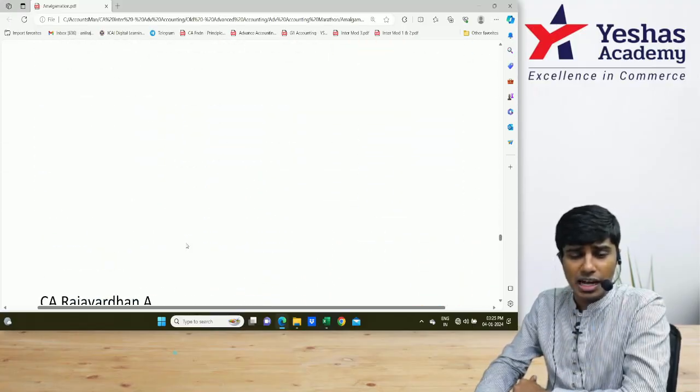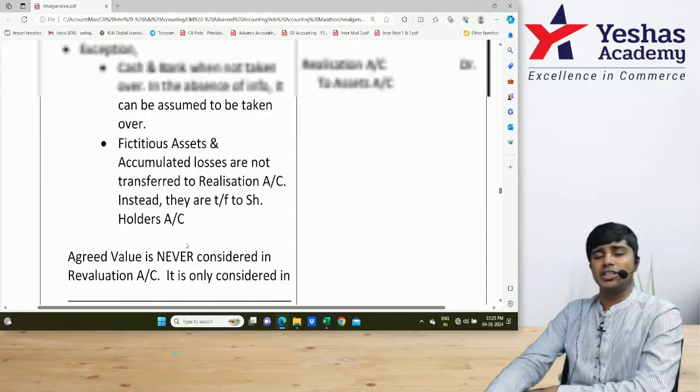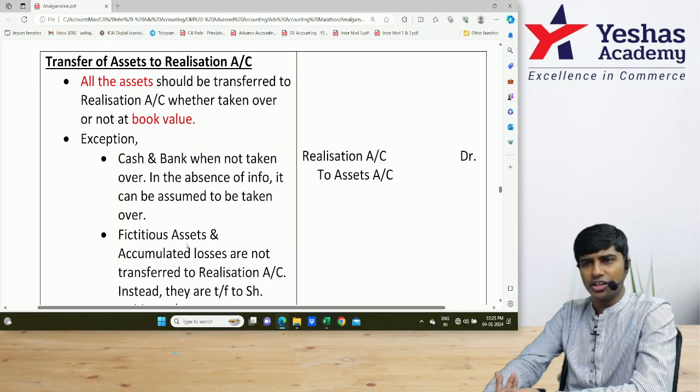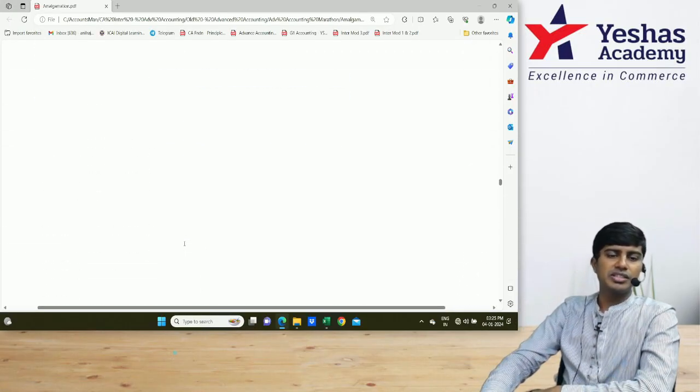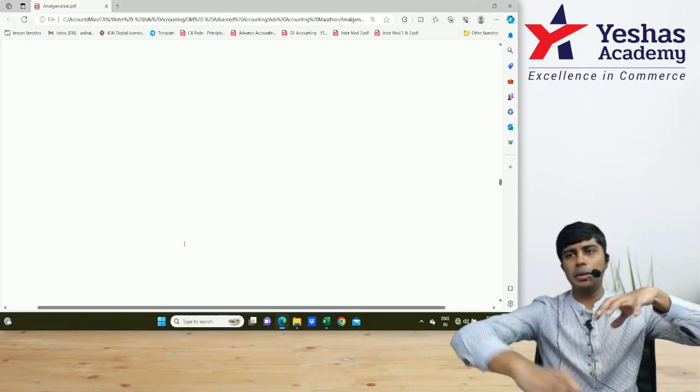Now, very good. Let's see accounting in the books of transferor. In the books of transferor, it doesn't matter whether it is merger or purchase because the approach that we follow is the realization approach, or dissolution or liquidation approach. First, I'll tell you the story and then we'll discuss the entries. First, we transfer the assets to realization. Then we'll transfer the liabilities to realization. Then pack the box.